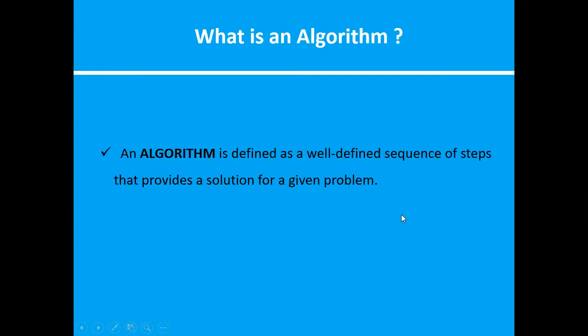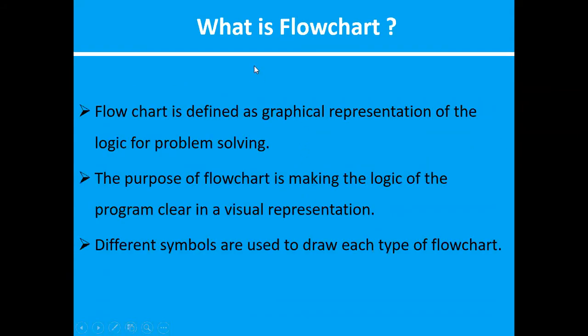So what is an algorithm? An algorithm is defined as a well-defined sequence of steps that provides a solution for a given problem. Whereas a flowchart is defined as a graphical representation of the logic for problem solving. The purpose of a flowchart is making the logic of the program very clear in a visual representation.